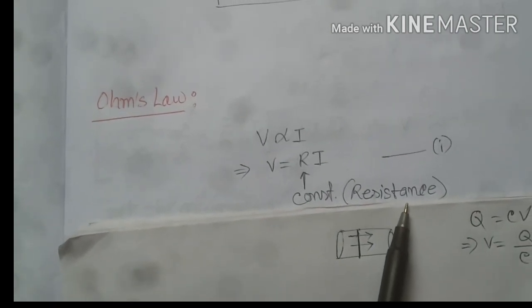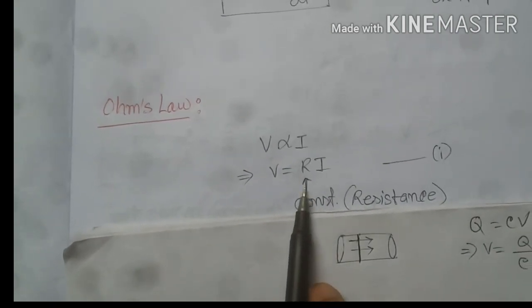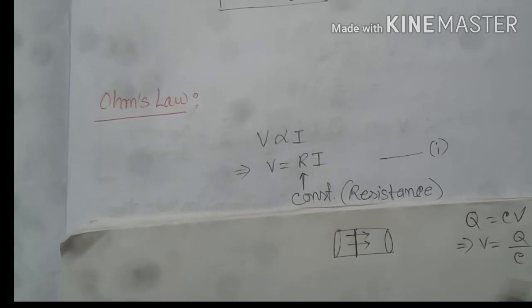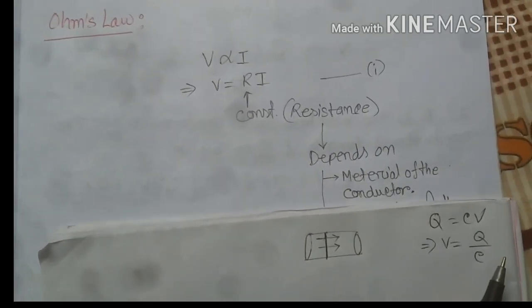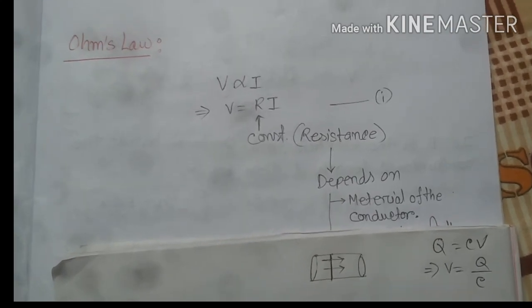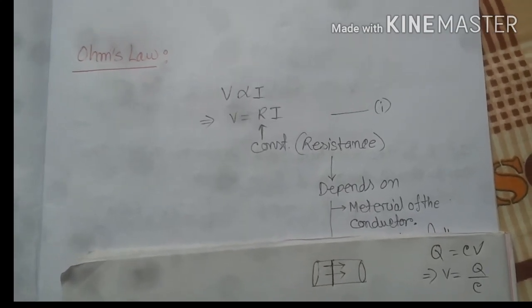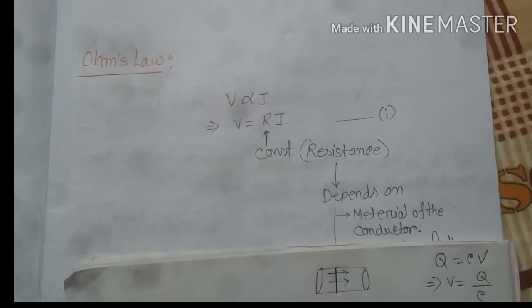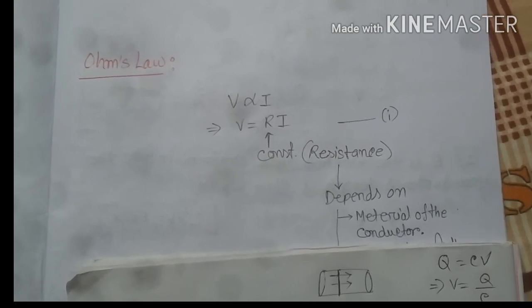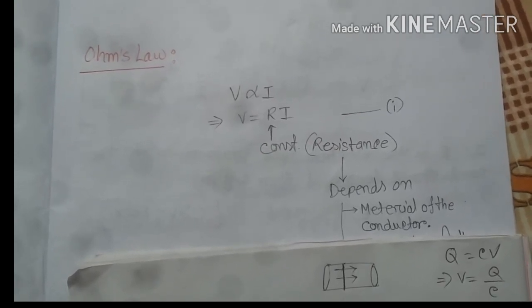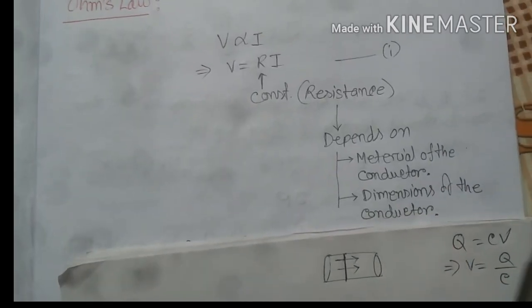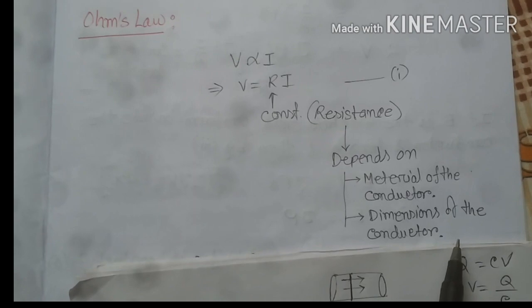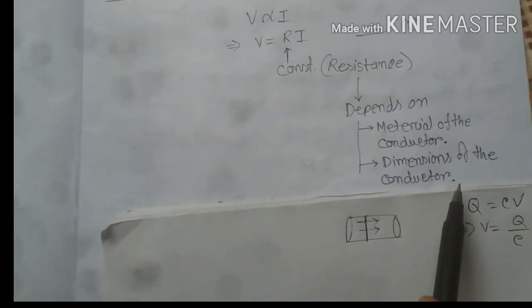This resistance, or this constant of a conductor, depends on some properties. Property number one is the material of the conductor. If the material changes, the resistance will change. For nickel, copper, iron, aluminium, resistance will vary according to the material of the conductor. And number two is the dimensions of the conductor, meaning length, breadth, cross section area, etc.